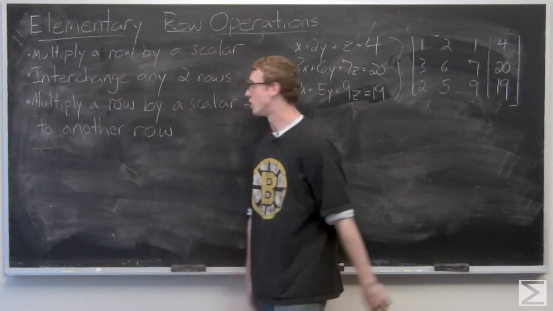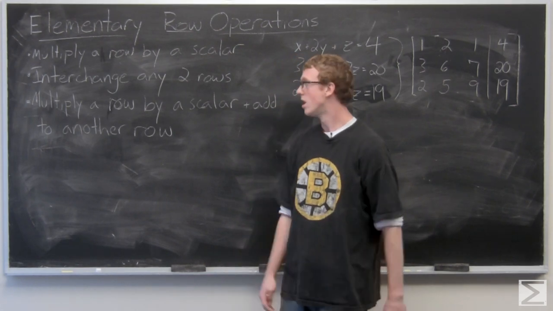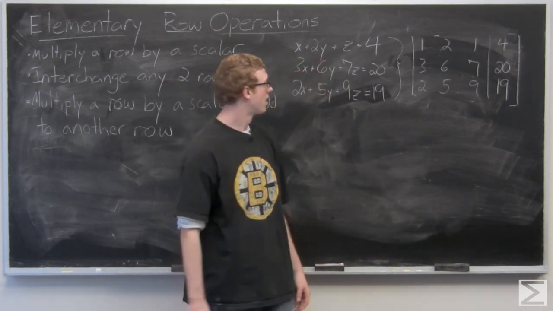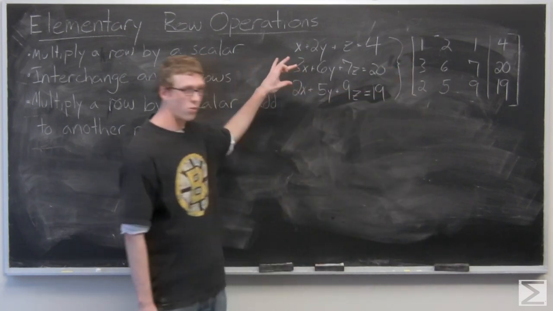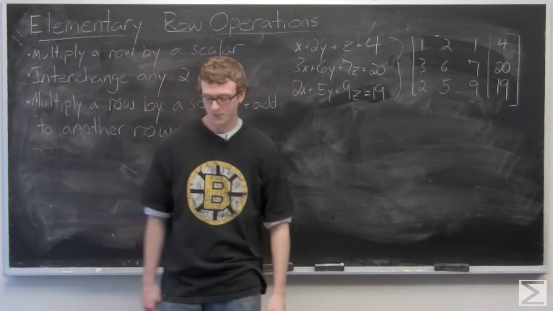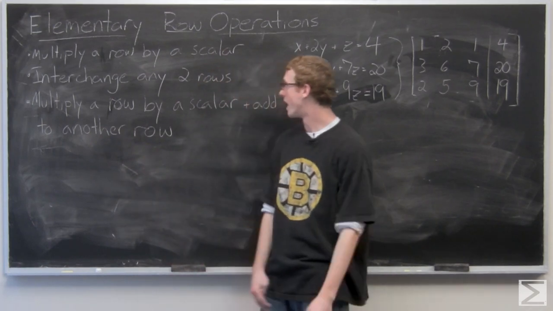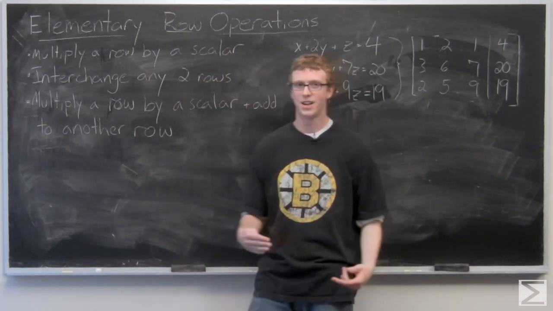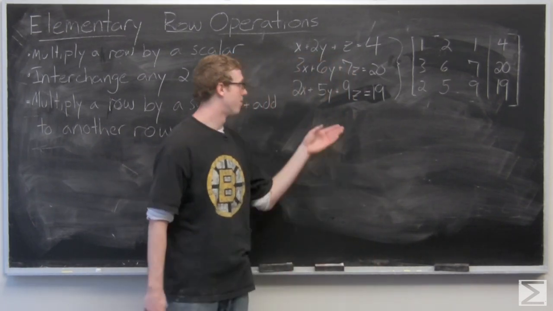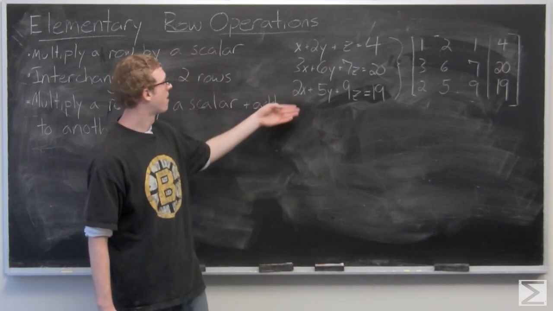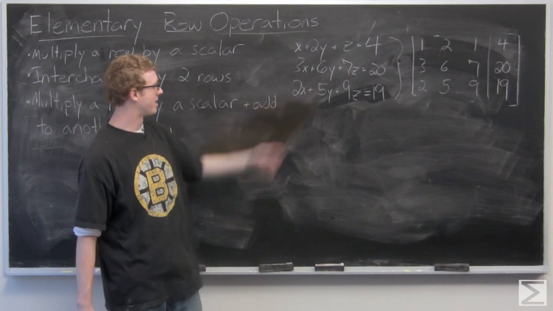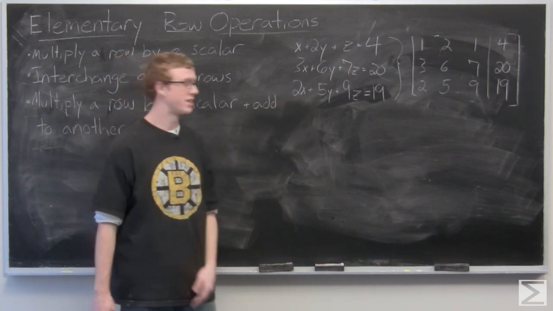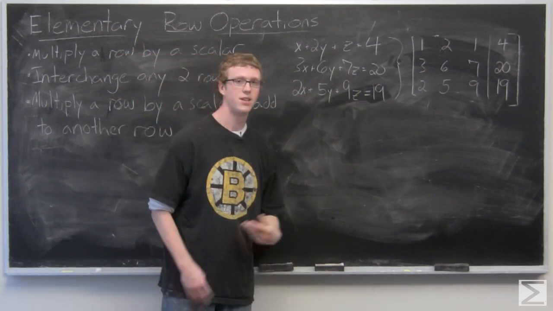We could also interchange any two rows of a matrix to make it easier to work with. That means we could swap these two rows. It would just be like swapping these two equations here. And then we could multiply a row by a scalar and add it to another row. That would be like multiplying this top equation by negative 2 and adding it here to get rid of the x's and then solve for y and z.